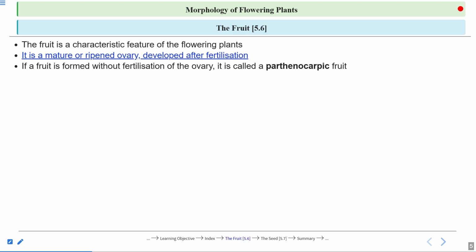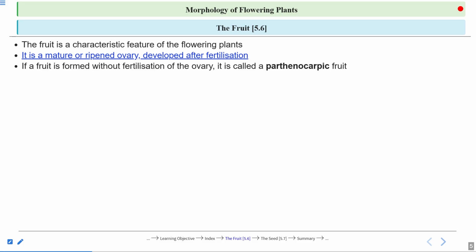Because the fertilization has not taken place. You all know what is present inside the ovary. Ovules. And inside the ovule, there is an embryo sac. Female gametophyte, the egg is there. You all know egg cells, synergid cells, antipodal cells, central cell. That is the embryo sac, and that is present inside the ovule only, right?